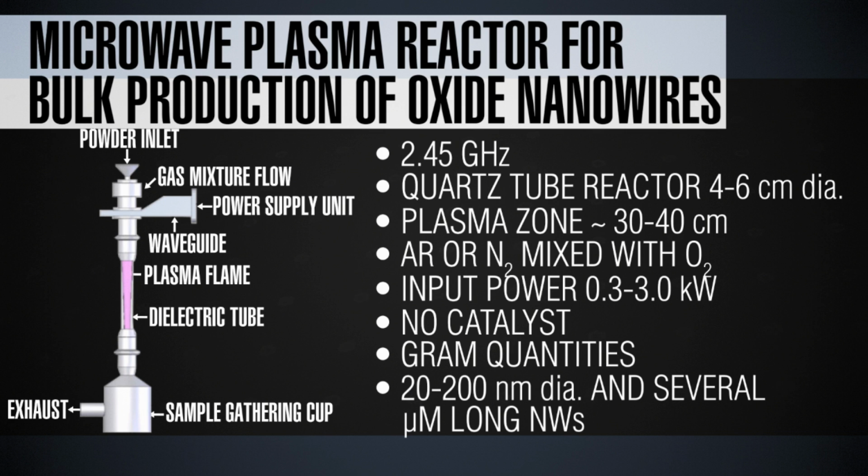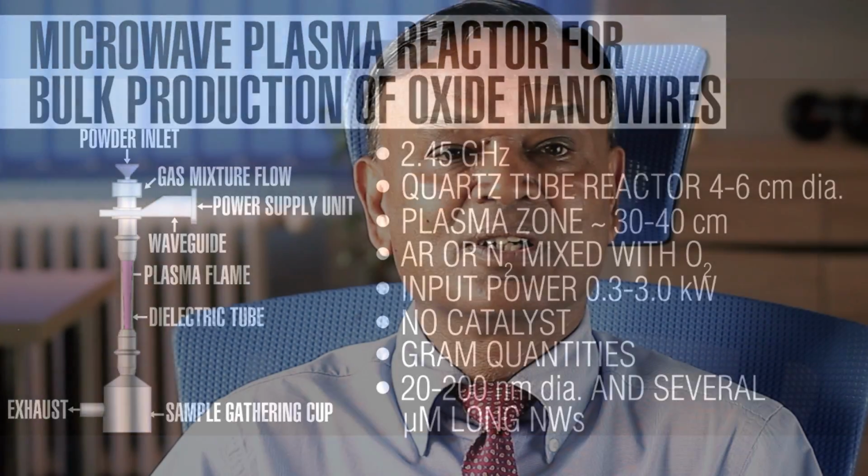The inert gas that you can use here is either argon or nitrogen, and that gets mixed with oxygen, and the power that you use is approximately from 0.3 to 3 kilowatts. You don't need catalyst. If you are interested in growing, let's say, zinc oxide, then you use zinc oxide as a powder source. You drop it in at the top, and oxygen is also provided along with the carrier gas, which is argon or nitrogen. So 20 to 200 nanometer diameter and several micron long nanowires have been grown by using this method.